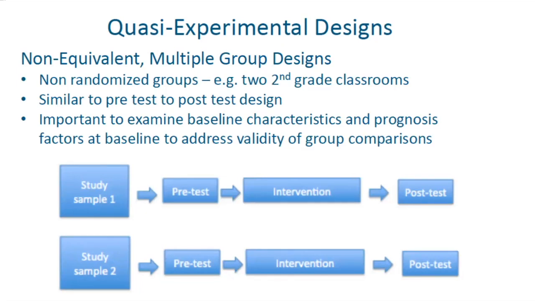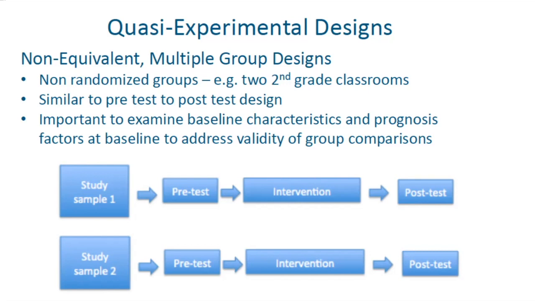Here's another variation. It's called a non-equivalent multiple group design. These are non-randomized groups, but you're comparing two groups. The reason you don't randomize them: let's say you're doing two classrooms, and you're measuring the effect of a handwriting curriculum.